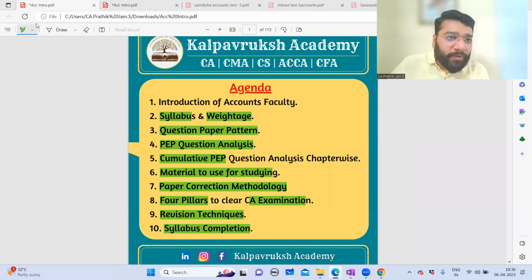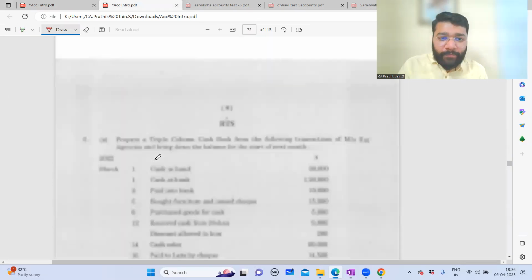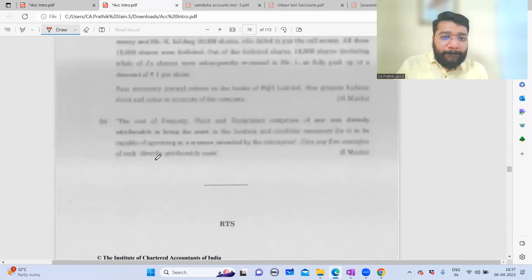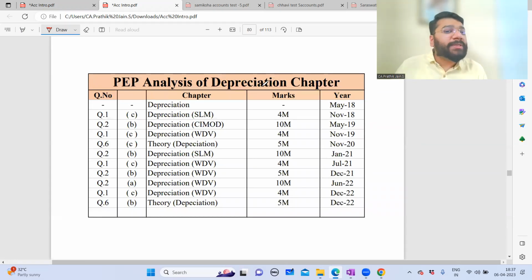So we have discussed so far what? Syllabus is over, question paper pattern is over, past paper question analysis is over. Now we have to do cumulative past paper analysis. What I meant by that was, this is the past paper analysis of the depreciation topic. Whenever I take every chapter, at that time I'll give you an analysis of how many questions were asked from this topic in the examination, in which attempts, and for how many marks.